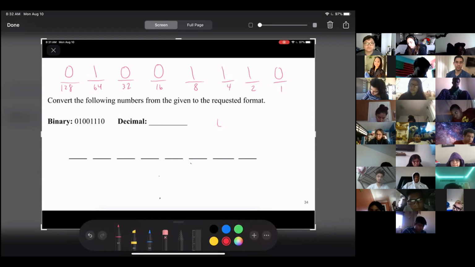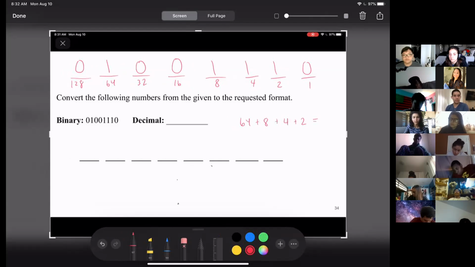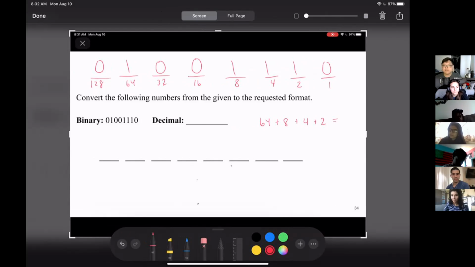So we got 64 plus 8 plus 4 plus 2. Did I get that? Those of you who got a final answer, what did you get? 92. And if I hear no objections, then 92 it is. So this gives me 10, 4, yes, wait, 10. It's not 92. 98 actually.